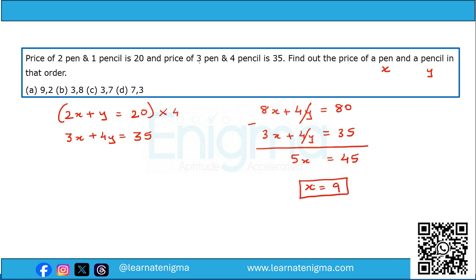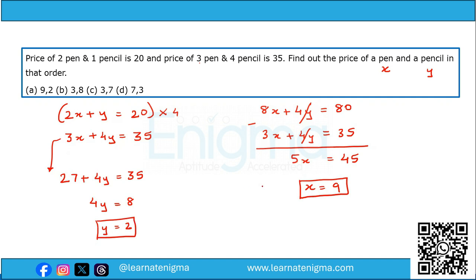Now, if we substitute x as 9 in any of the equations, let's say this one. So 9 3s are 27 plus 4y is equal to 35. So therefore 4y is equal to 8. Therefore y is equal to 2.